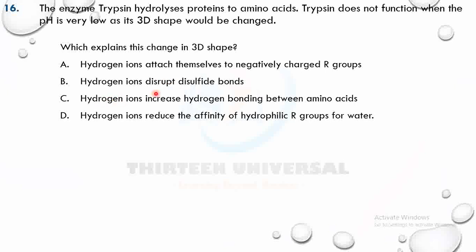So C says hydrogen ions increase hydrogen bonding between amino acids. It doesn't increase it, it breaks it. Hydrogen ions reduce the affinity of the hydrophilic R group for water. This is not necessary. It's going to break the bond.